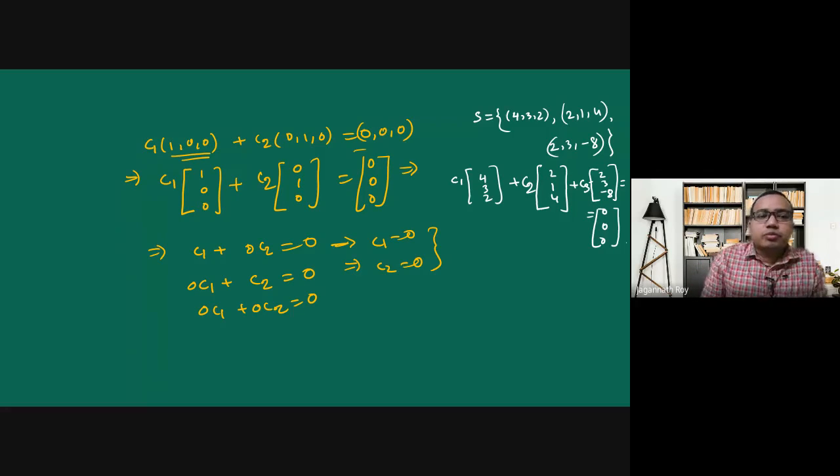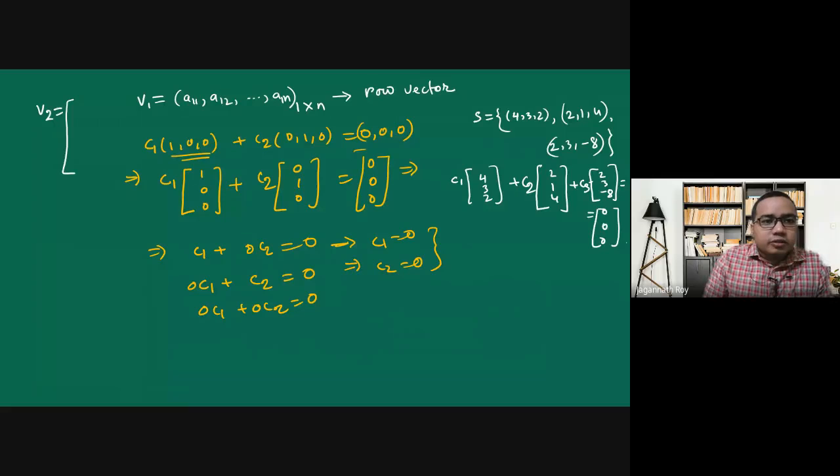Also remember here I want to mention that a 1 cross n vector, suppose v1 is equal to (a11, a12, ..., a1n), we call a row vector, just like a row matrix. Similarly, v2 will be called (a21, a22, ..., a2n), and this will be called a column vector.